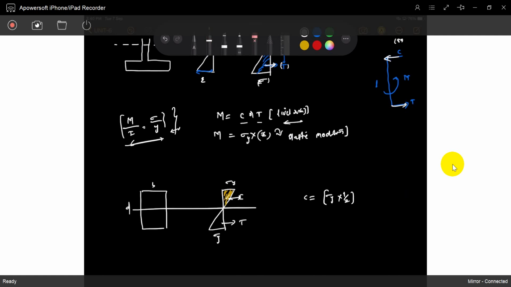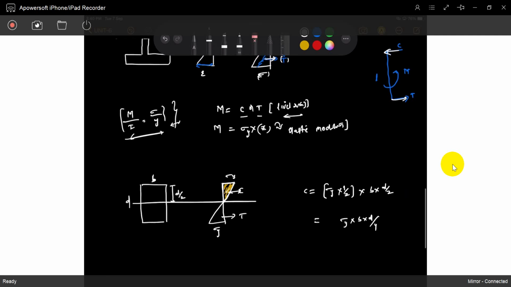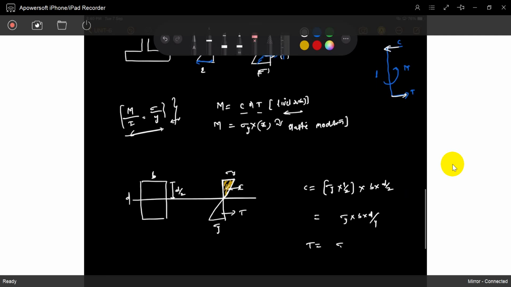At the extreme location it is sigma, and the remaining location varies from sigma to 0. So that is the sigma. What is the area? B multiplied with d by 2. So what is that exactly? Sigma B d divided by 4. That is the compressive force. If you take the tensile force also, it is the same thing. It is a rectangular section, we consider it.